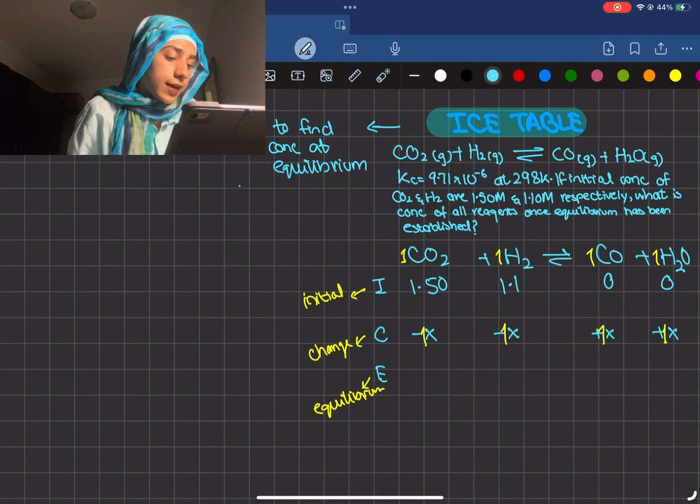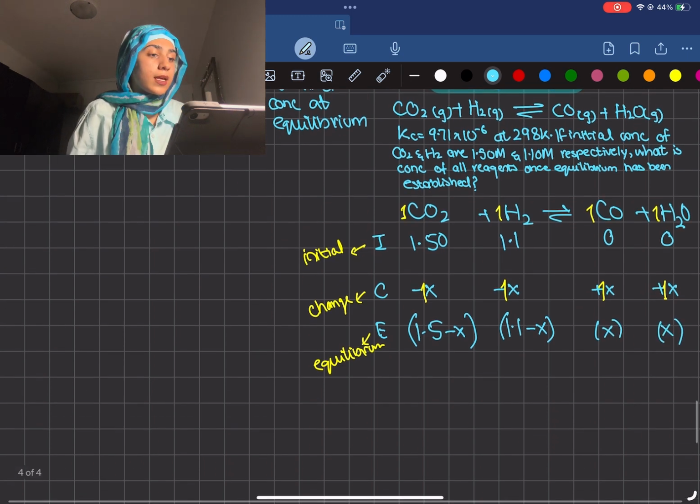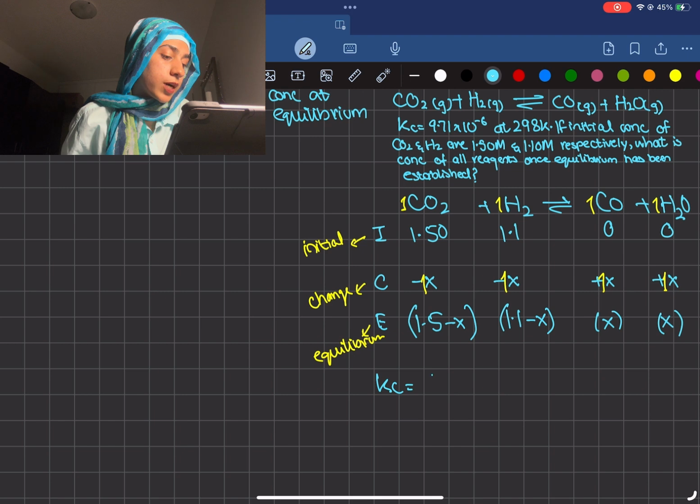So over here, I'll have 1.5 minus x, and then 1.1 minus x. And this would be 0 plus x, so this is just x, this is just x. Now I can write my Kc. How do I write my Kc? Products over reactants. So products are H2O, carbon monoxide, and reactants are H2 and carbon dioxide.